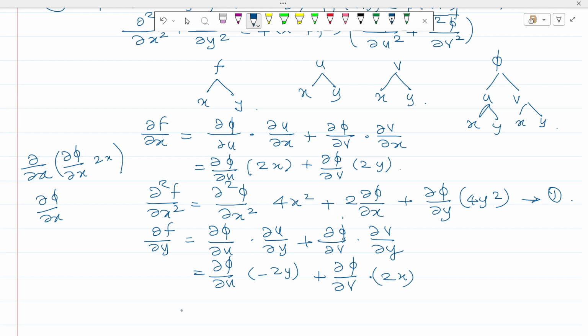Now once again, if you are differentiating that, dou square f by dou y square is dou square phi by dou u square.